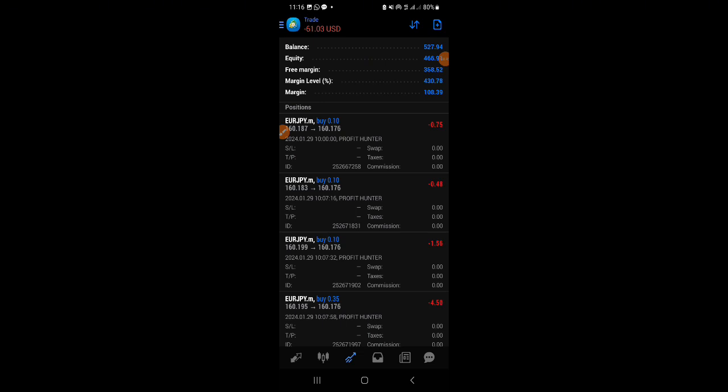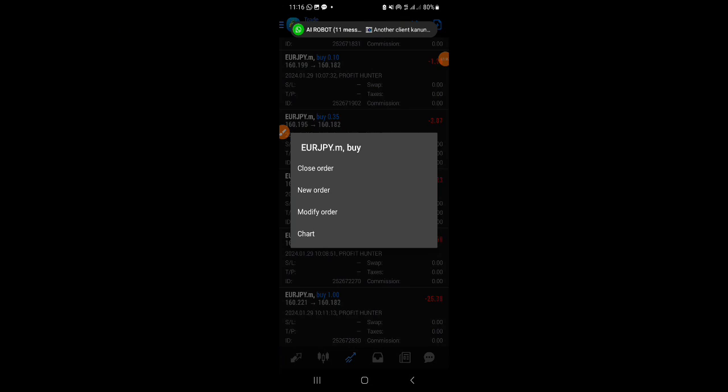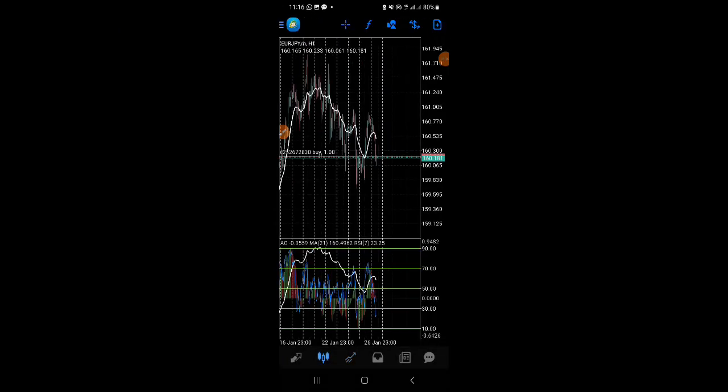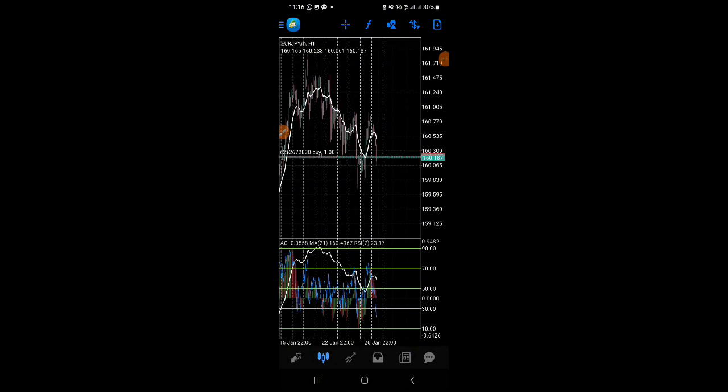Here I'm showing you a performance, from scratch, how I set it up on the PC, and now you can see how everything is going. Let's see the chart. As you can see, this is the chart, and everything is going the way you see it, and we're expecting big things.